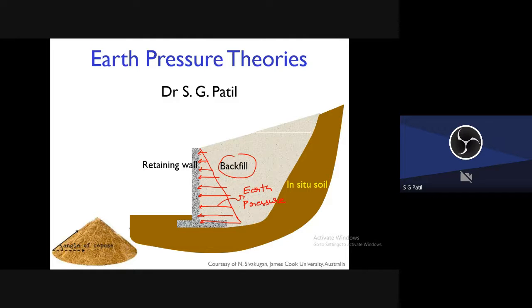Once you know this earth pressure, only then can I design this retaining wall: what should be the cross section of the retaining wall and what should be the reinforcement details. All these things I can design once I know the earth pressure acting on the retaining walls. So that is the main objective of this topic, to study this earth pressure.